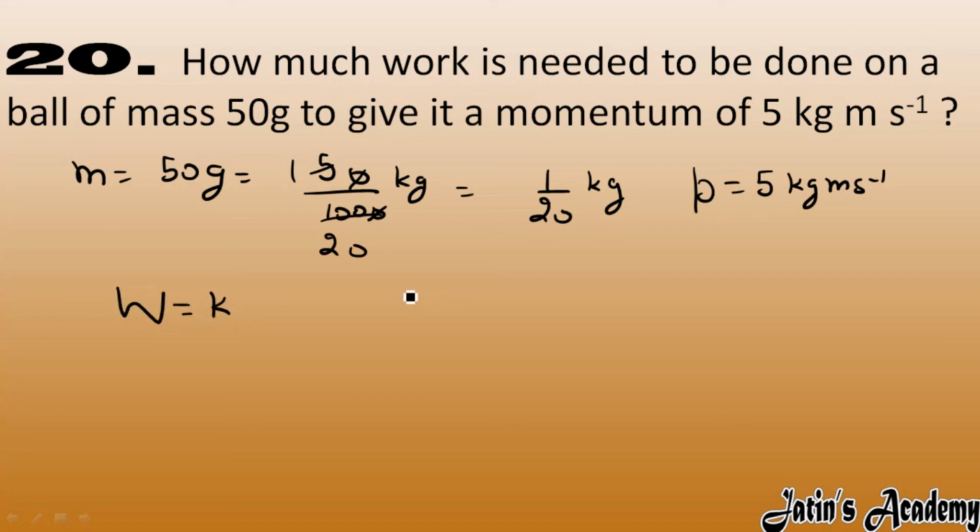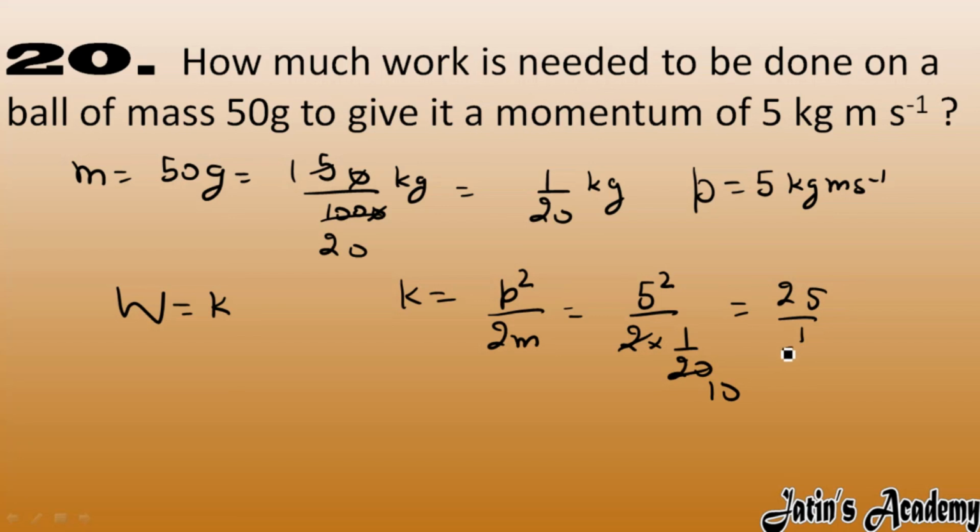So kinetic energy in case of momentum, formula we have p square by 2m. P square means 5 square into 2, and m value we have 1 by 20. So here it cancels out 10, so this becomes 25 and 1 over 1 by 10. So denominator of denominator becomes numerator. So 250 joule is the kinetic energy, or 250 joule we can write as the work done. So work done we got as 250 joule.